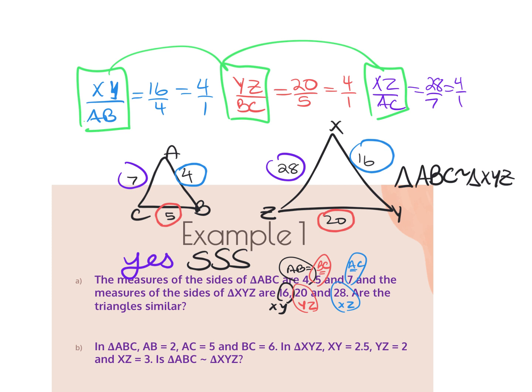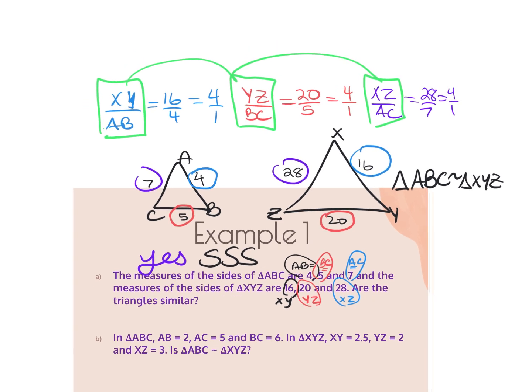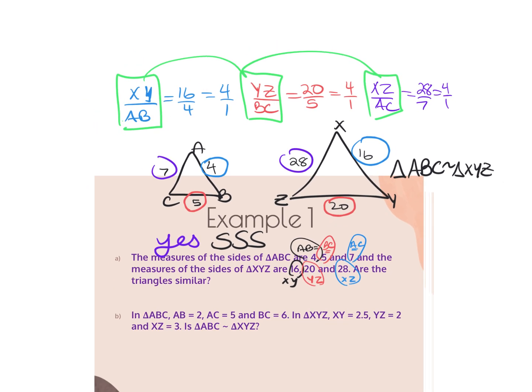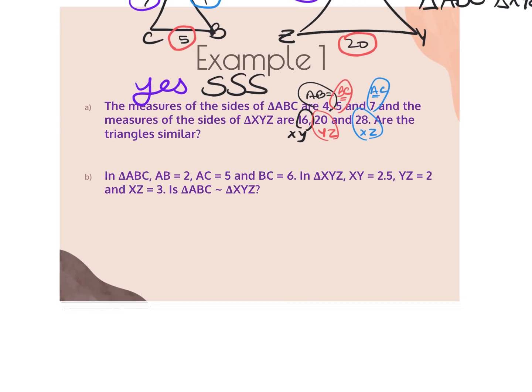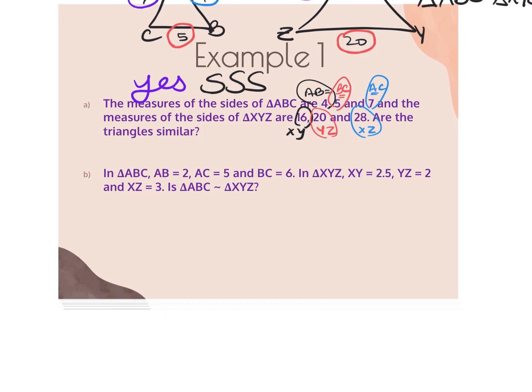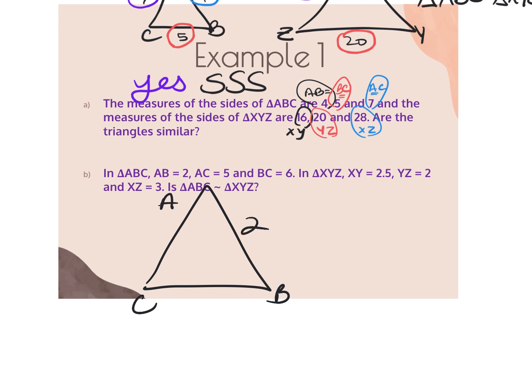Let's try the next one. Again, a picture is not provided, so I'm going to go ahead and draw my 2 triangles. So let's try this one, part B. This time, the ABC triangle is going to be the bigger triangle. So ABC. So AB is 2, AC is 5.